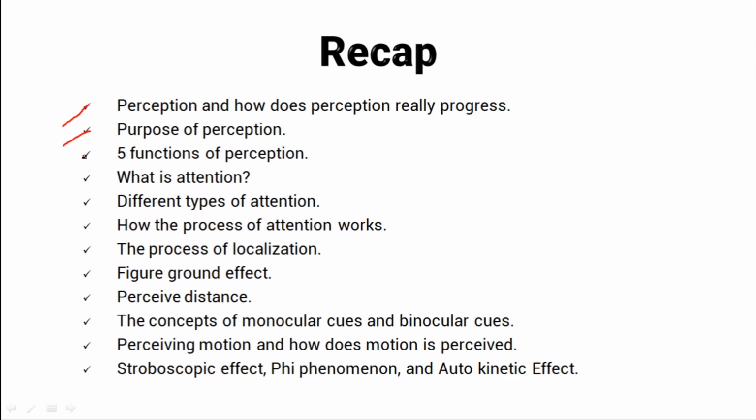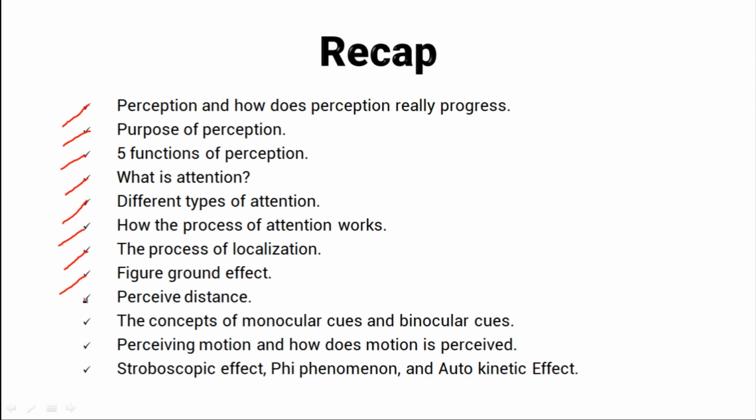In today's lecture, we looked at the first two functions of perception, which are attention and localization. Also, we covered the idea of what attention is. We also learned about different types of attention and how the process of attention works. Then we looked at the process of localization, which is locating an object in the external environment, in terms of not only grouping objects together, but also in terms of figure ground effect, which helps us distinguish objects from their background.